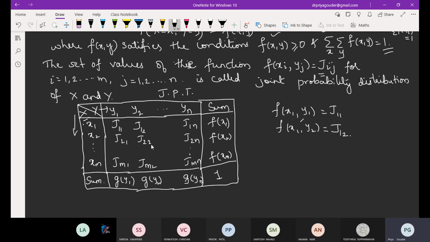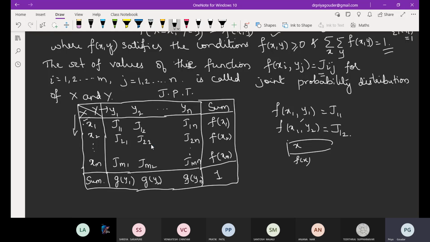So inside this table, what you are getting, this square, all these values are called joint probability values. You used to get only x and then f of x values or p of x values, but here you are getting it for two variables x and y. This is how a joint probability table is written.